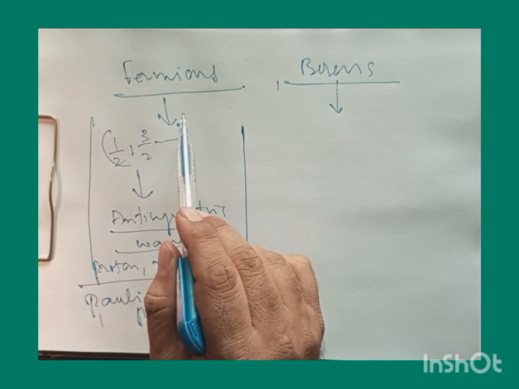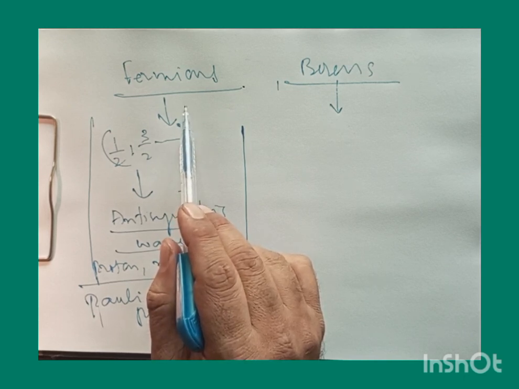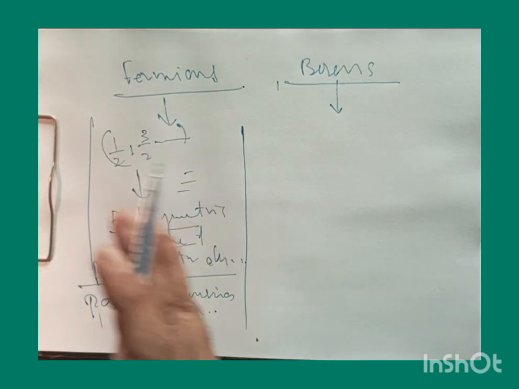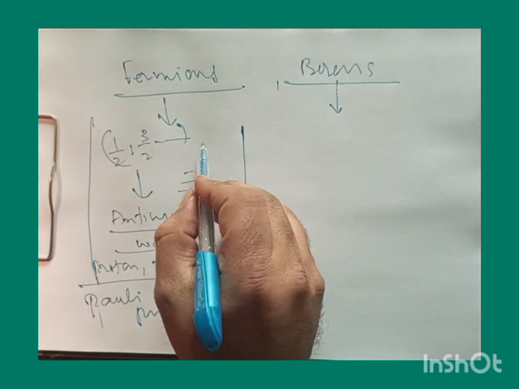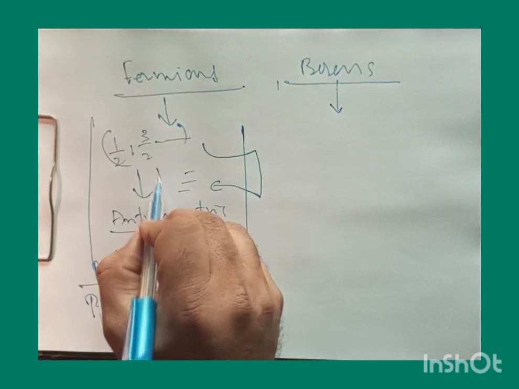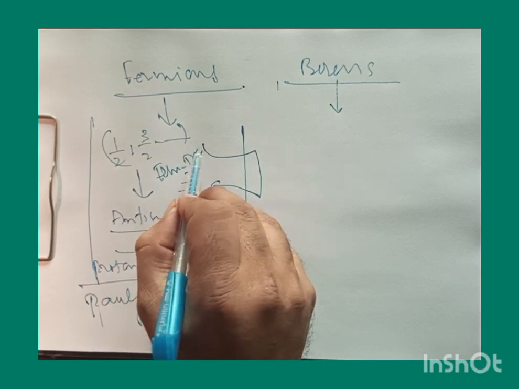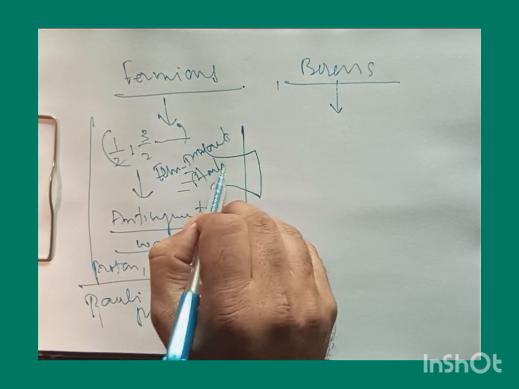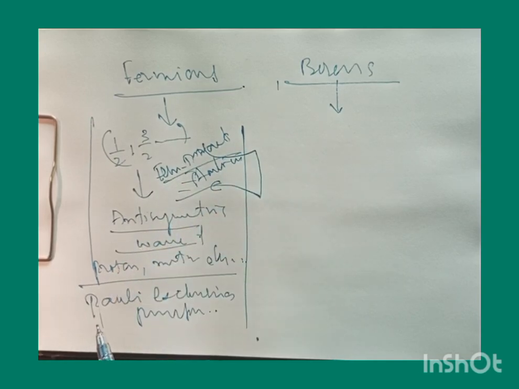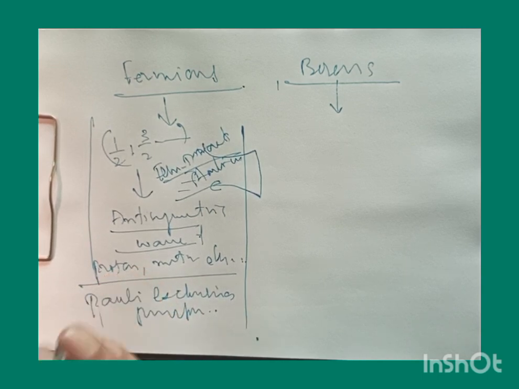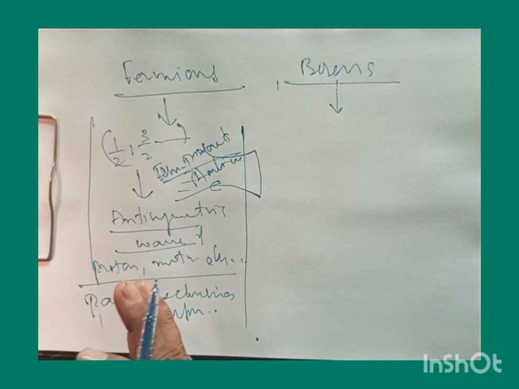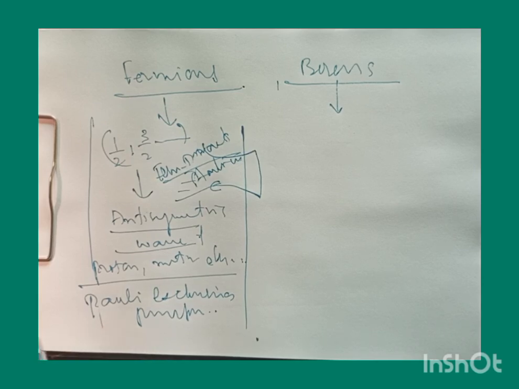So we have fermions, and if we go into the domain of statistical distribution of particles, these fermions obey Fermi-Dirac statistics. And they are governed by Pauli's exclusion principle. It's a very fundamental tool for understanding quantum systems where we are dealing with fermions.